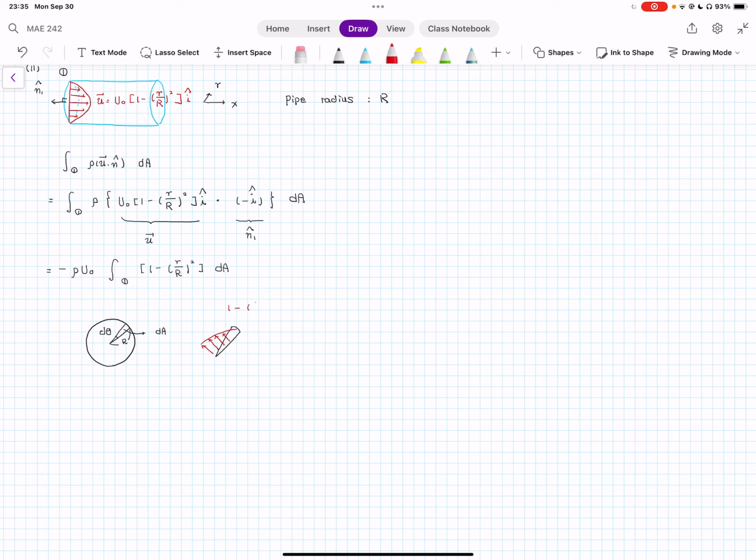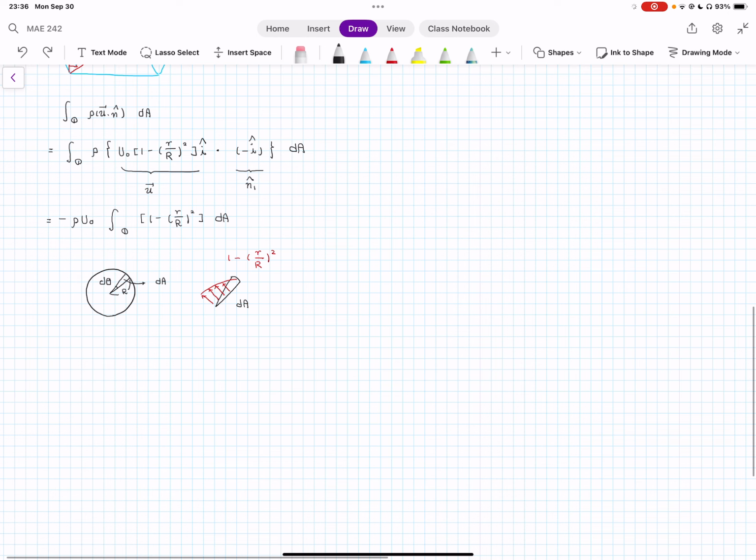I mean, this term, (1 - r)/R squared, varies within this dA. So it's going to be a poor choice, because the reason we choose an infinitesimally small element is that we want a very small area element on which the variation of the integrand doesn't exist. We want this integrand to be constant, uniform on this area. So this is going to be a poor choice. Let's not do this.